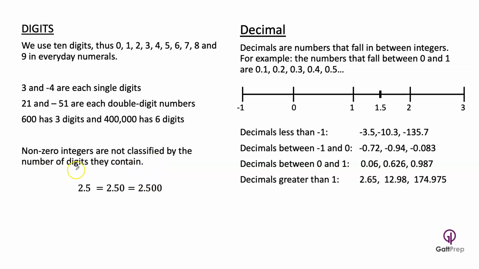Now, let's look at decimals. Decimals are numbers that fall in between integers. So for example, the numbers that fall between 0 and 1 are 0.1, 0.2, 0.3, 0.4, 0.5, and so on. And if you look at this number line right here, you have the number between 1 and 2 being 1.5, and this makes this one a decimal. We can also look at decimals that are less than -1, decimals between -1 and 0, decimals between 0 and 1, and decimals greater than 1. And we have examples for each right here.